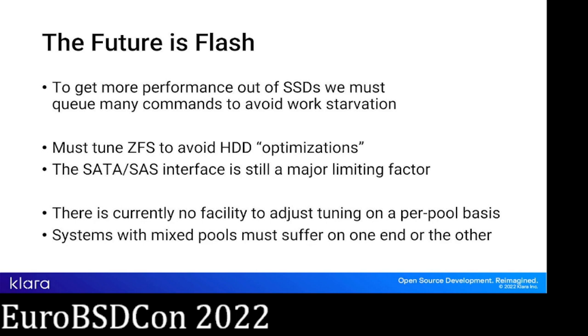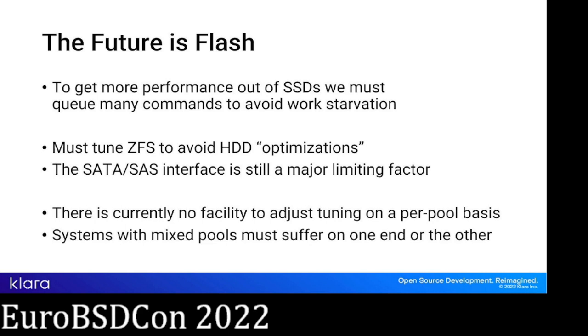And currently in ZFS, there's no facilities to be able to adjust a lot of these things, like the queue depths, how many commands ZFS will queue to the disk on a per pool basis. It's a system-wide sysctl, and that means if you have one pool of hard drives and one pool of flash, you kind of have to pick which one you optimize, and the other one has to suffer with the less optimal settings. And so that can really cause a lot of problems.